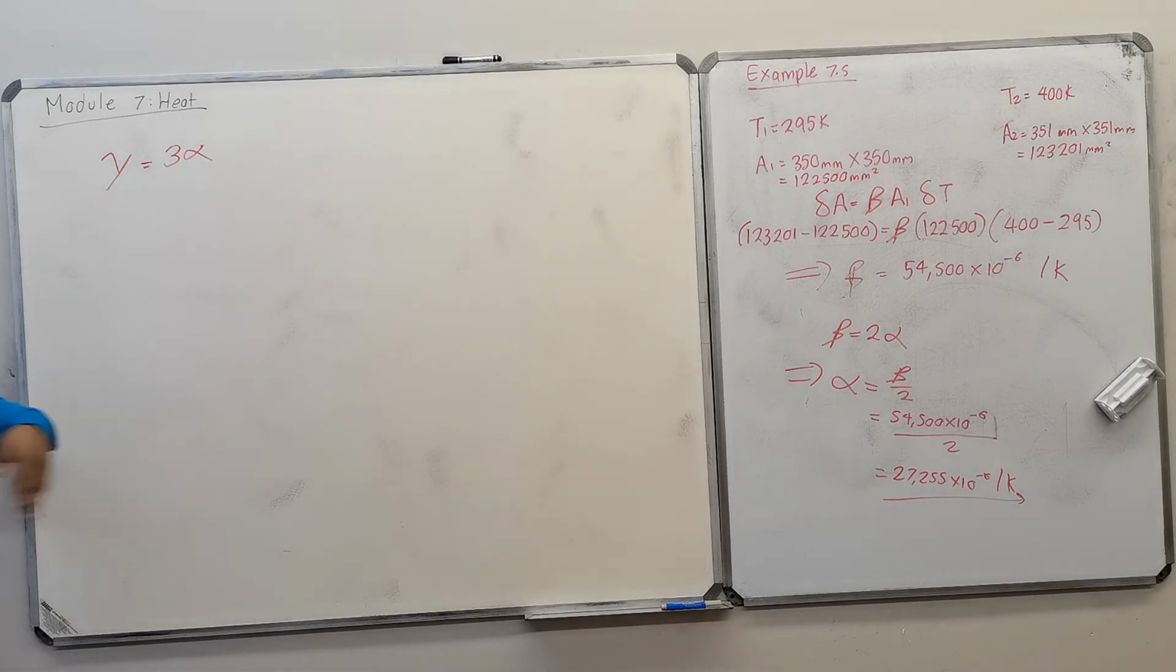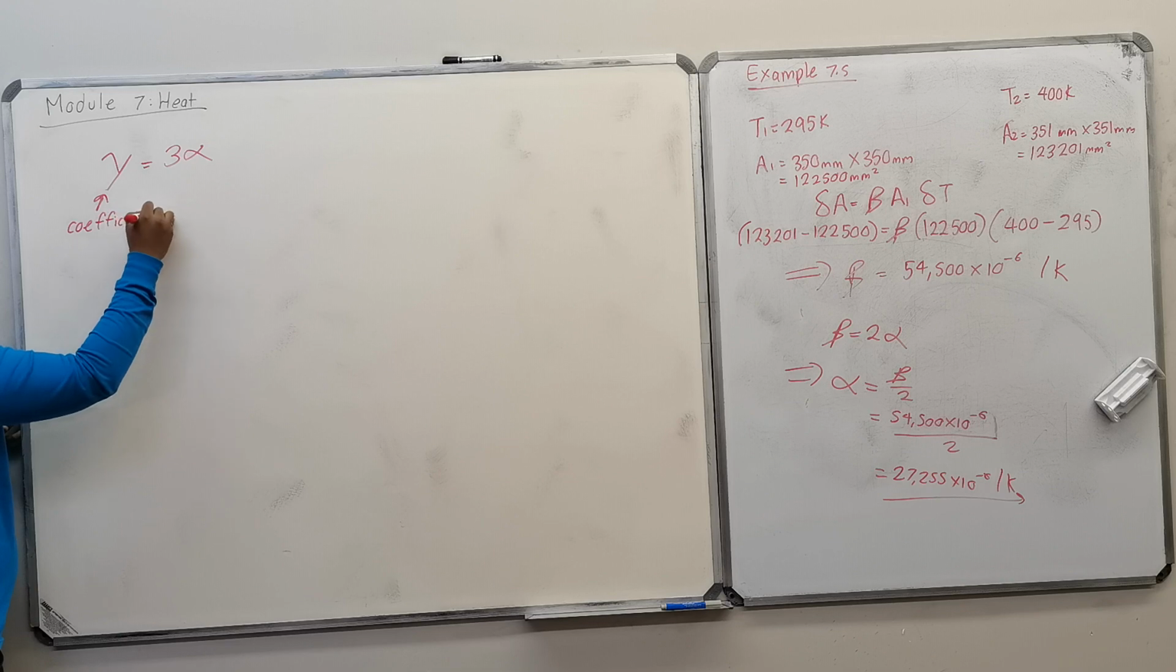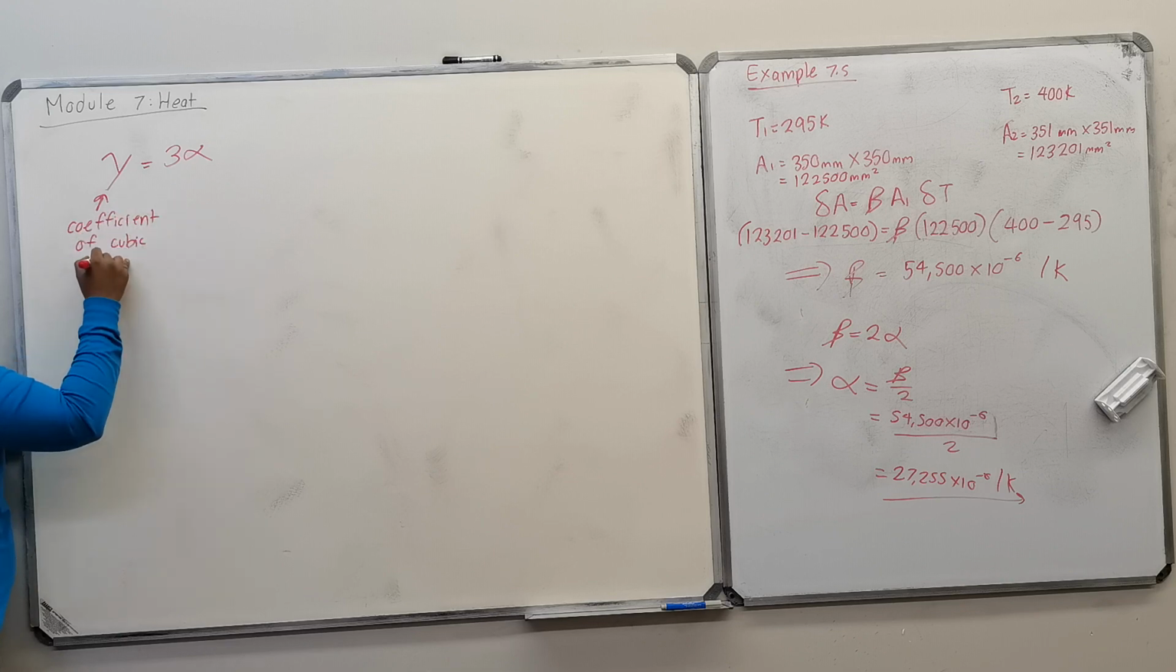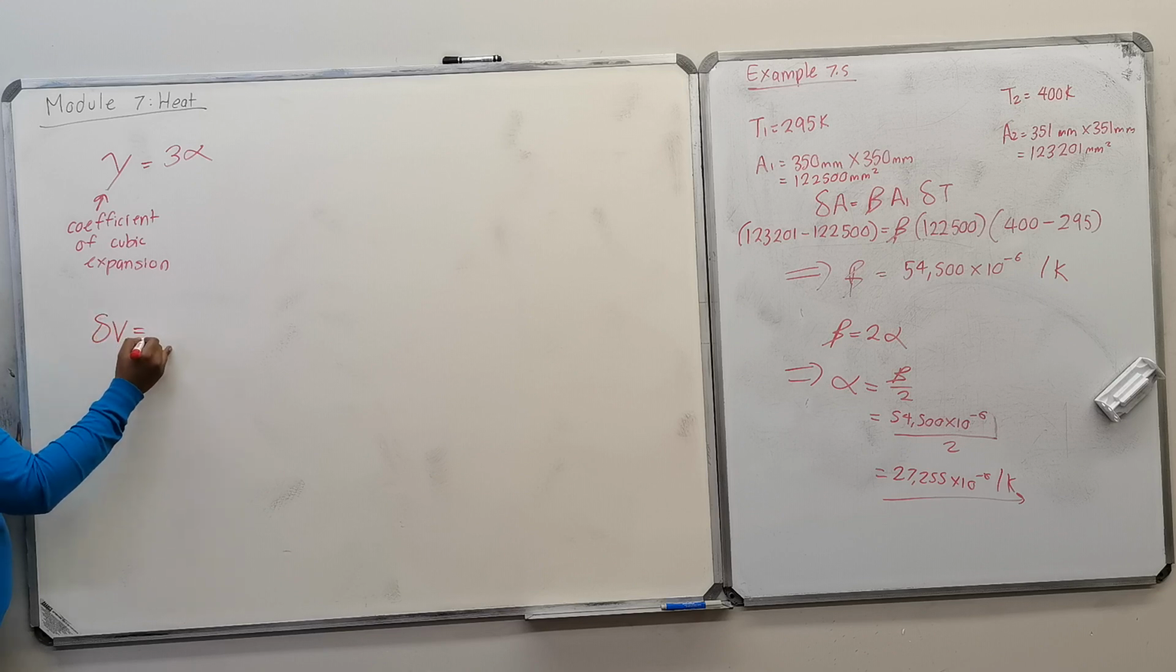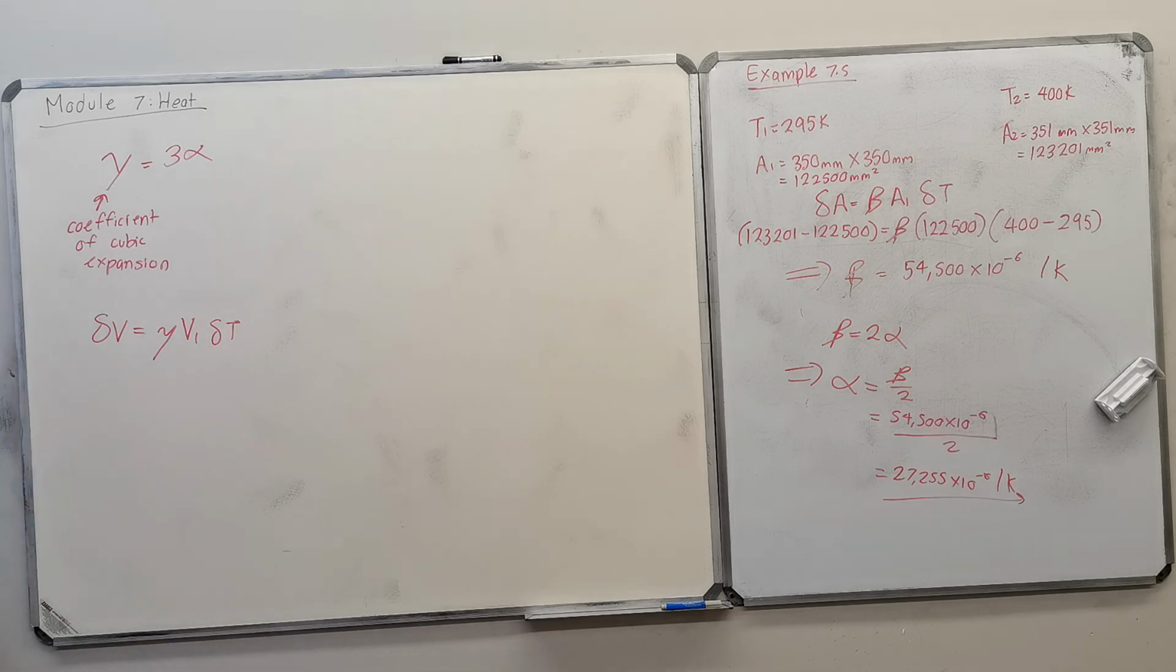And then the formula is still the same like how the other one would be. So this here is the coefficient of cubic expansion. If anybody can guess what would be the formula for how we get change in volume, like how these other formulas work? Coefficient of cubic expansion times your original volume, times your change in temperature. That's it.